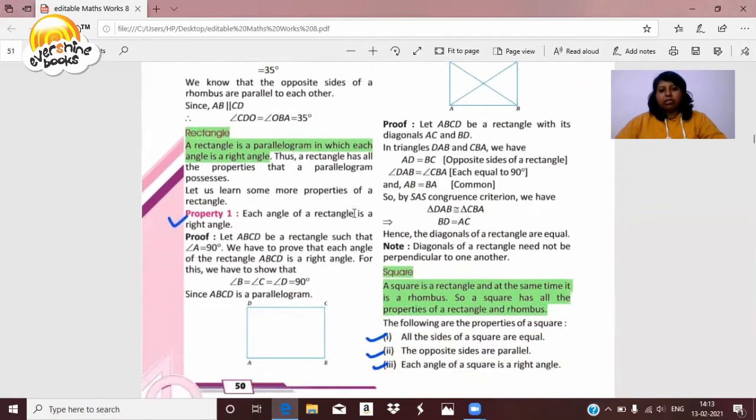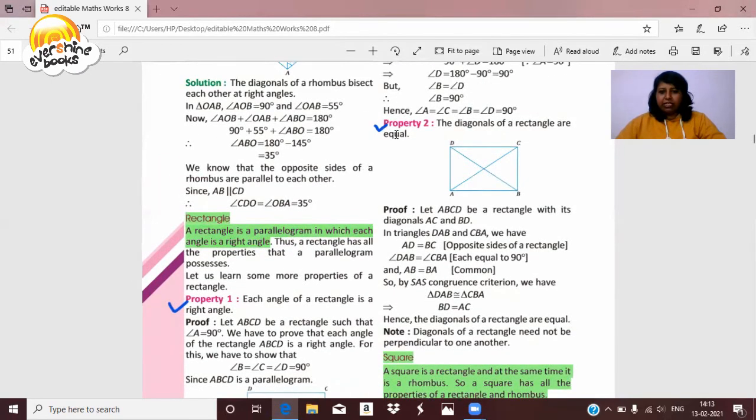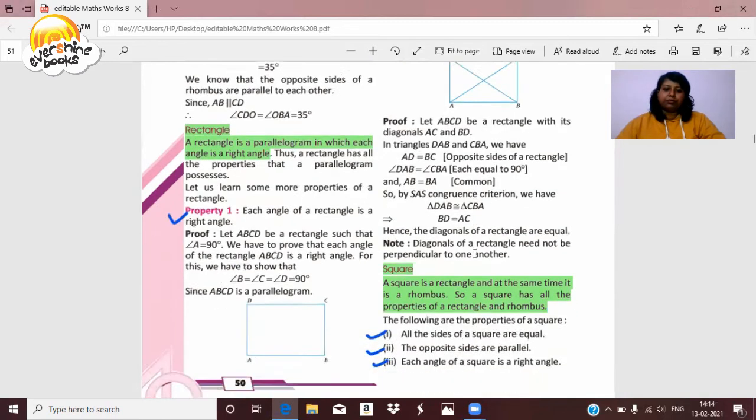Now we come to another parallelogram, that is rectangle. A rectangle is a parallelogram in which each angle is a right angle. Properties of a rectangle are: each angle of a rectangle is a right angle. Next, the diagonals of a rectangle are also equal. Diagonals again bisect, AC and BD. So these will be equal.